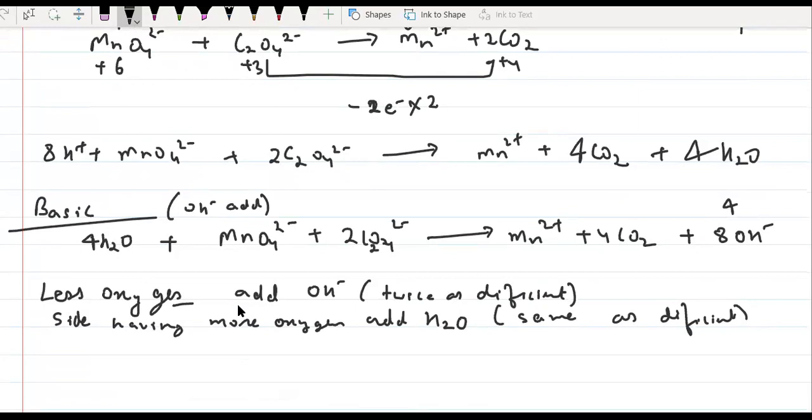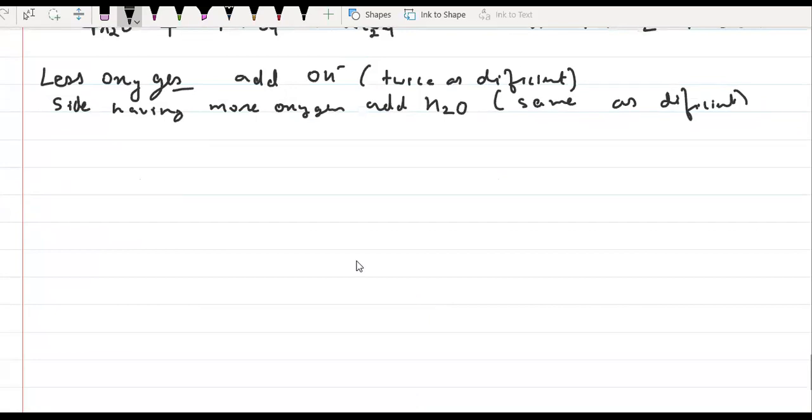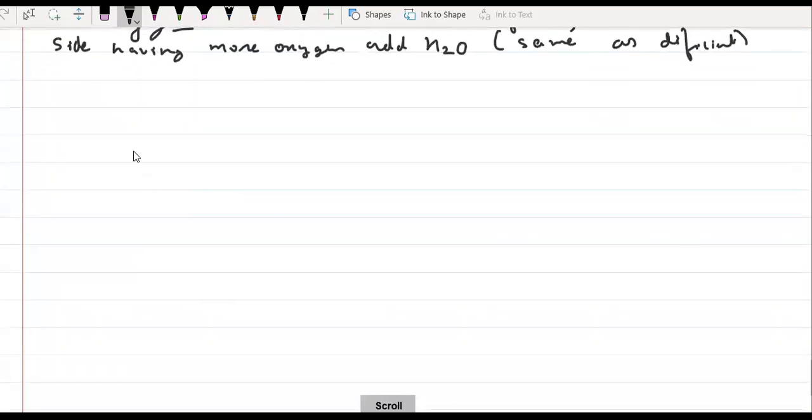Now let's solve one more in basic medium. I'll just give a small simple reaction. So the question is, I2 gives I minus plus IO3 minus. Now tell me which type of reaction it is. Guys, which type of reaction is it?